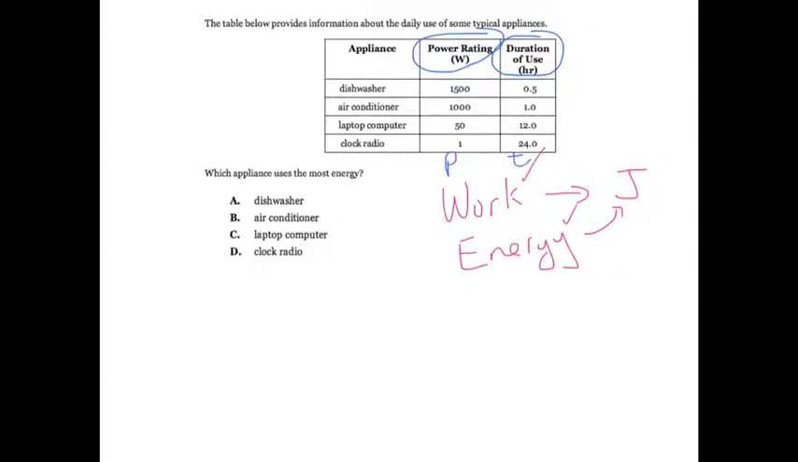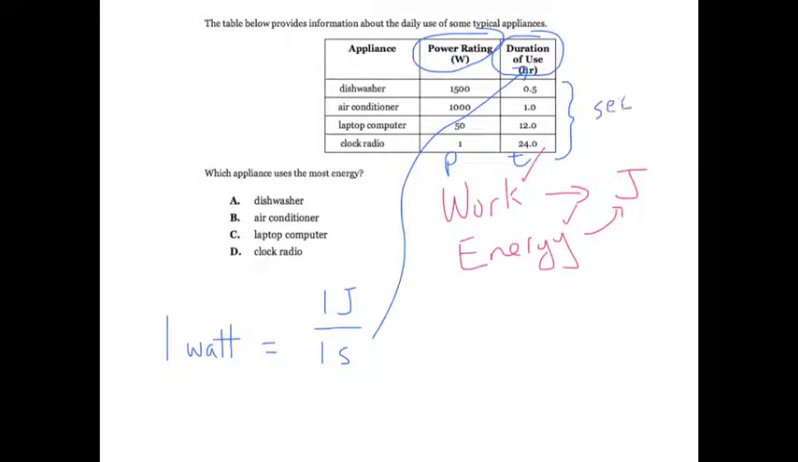And I will say it's important to understand that 1 watt is equal to 1 joule of energy consumed in 1 second. So notice up here that we don't have seconds, we have hours. If you were asked to find out the work done by each of these appliances, you would need to convert all of these times into seconds. But because we just want to figure out energy and we're doing an understanding of a relationship, you can ignore that, but only for this.